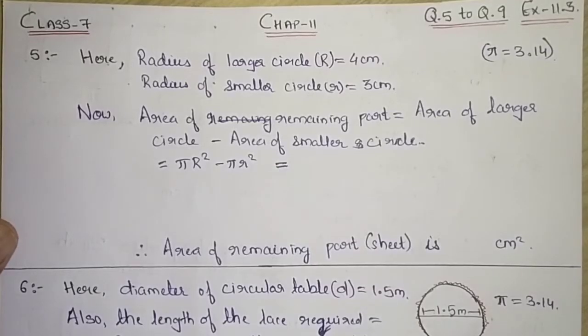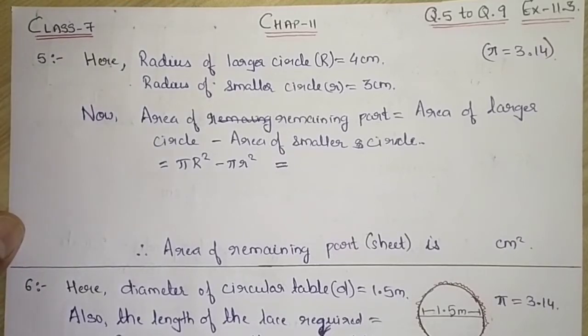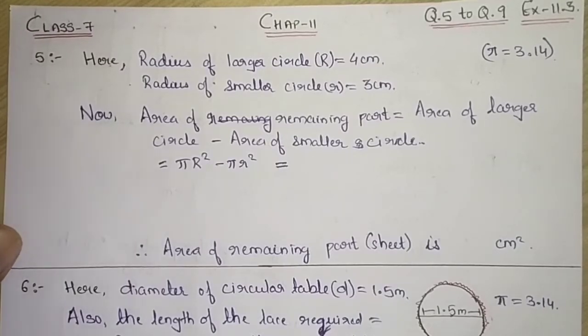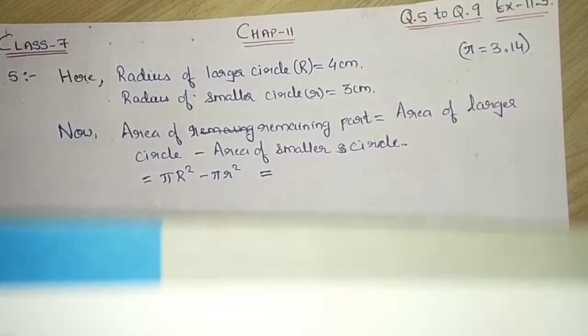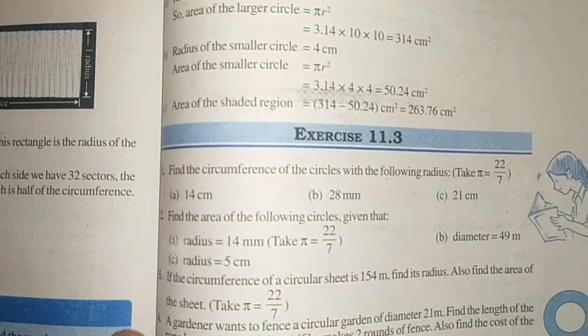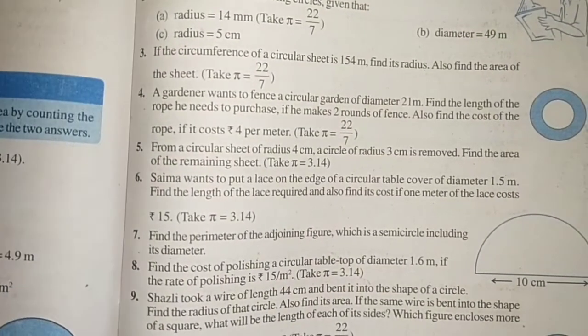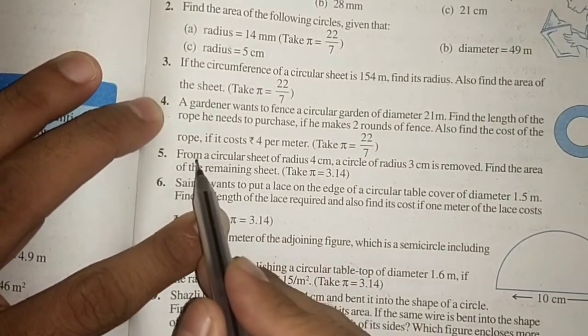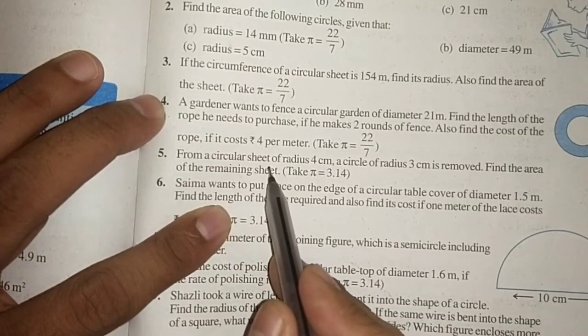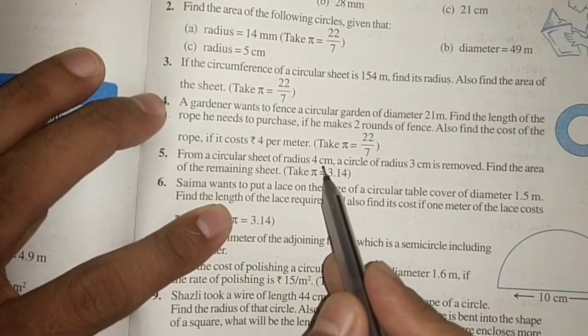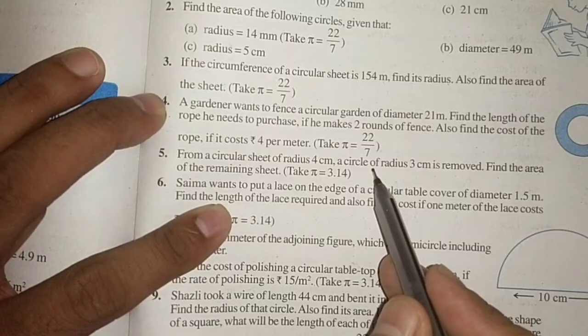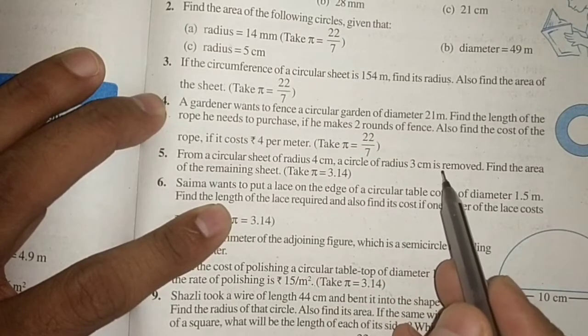Hello students, today we are going to solve question number 5 to question number 9 of exercise 11.3. Question number 5 says, let me first read out the question. From a circular sheet of radius 4 centimeter, a circle of radius 3 centimeter is removed.